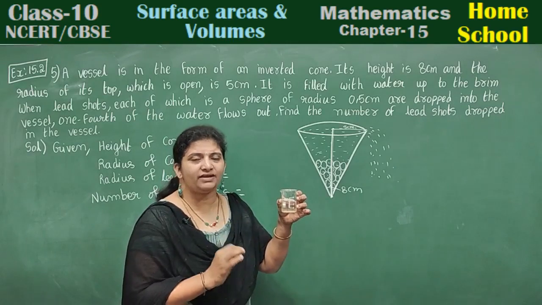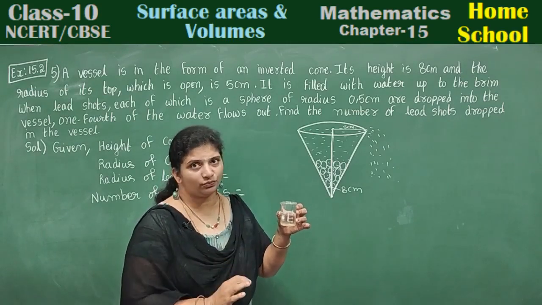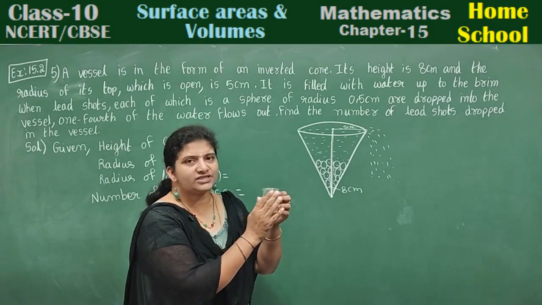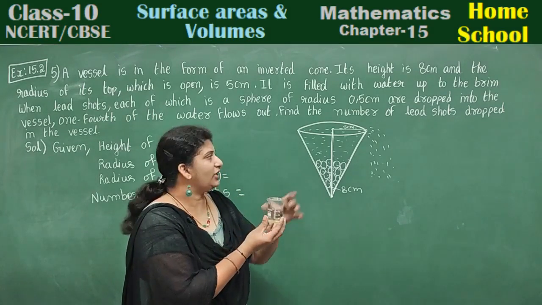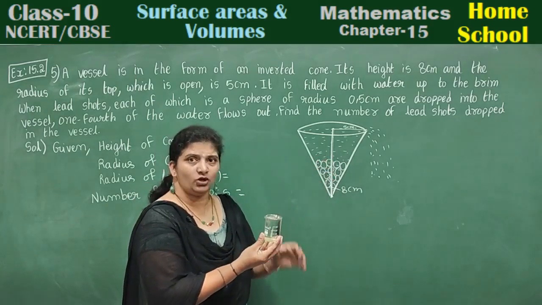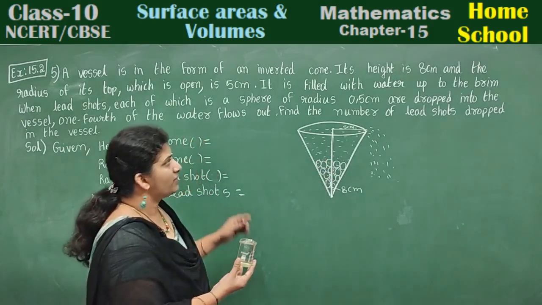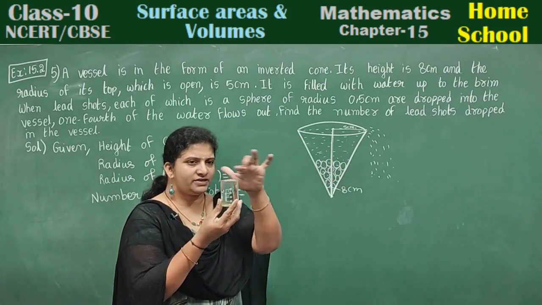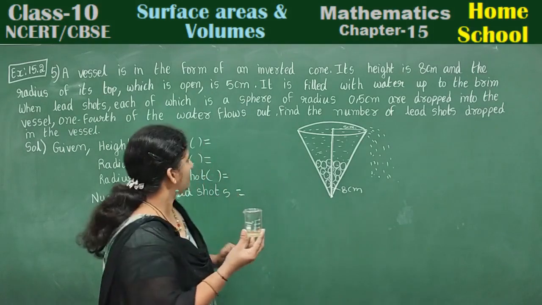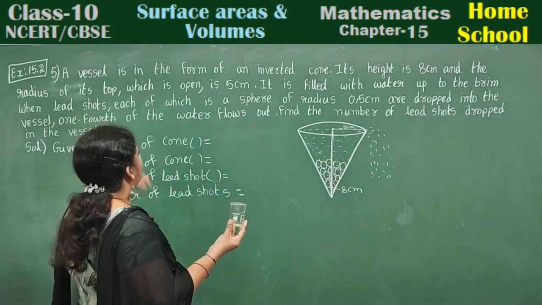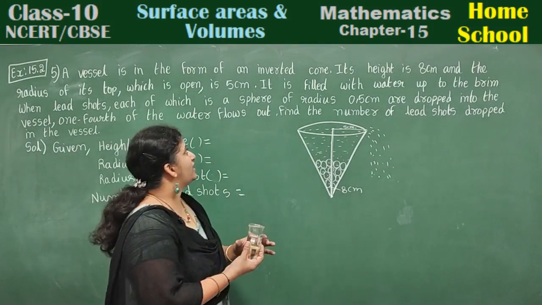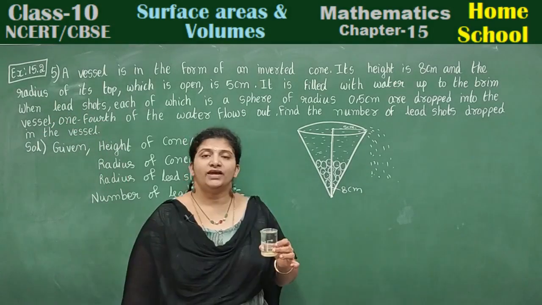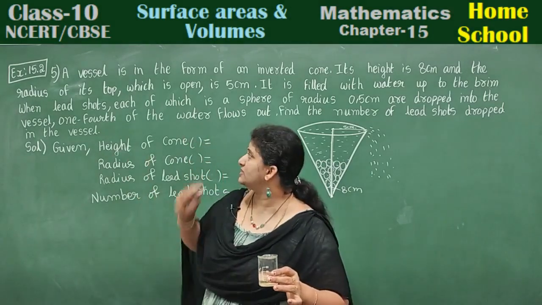What is happening in this problem, I'd like to show you. Okay, please don't consider this as a cylinder. You just see what is happening and imagine the same inverted cone. Let's read the problem. Filled with water up to the brim. You can say up to the top. This is filled with water. When lead shots, each of which is a sphere of radius 0.5 centimeters. We need to imagine lead shots here.